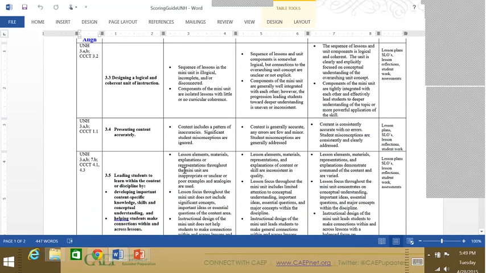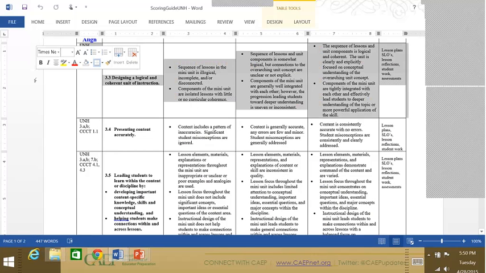And you'll notice how they, too, are using this bulleted approach to describe levels of performance. And they, too, have a 3-point rubric, okay? That the sequence of lessons, for example, is illogical, that it is somewhat logical, but connections are unclear or not explicit, and it clearly an explicit focus on conceptual. I'm reading across here on designing of logical and coherent instruction.